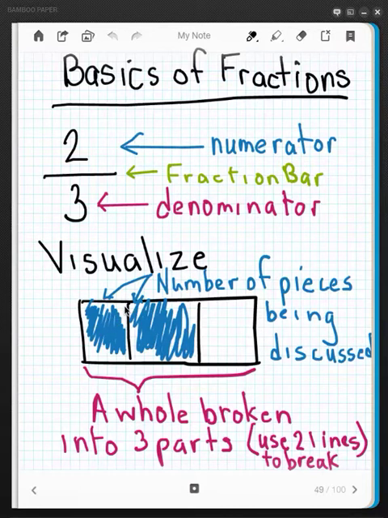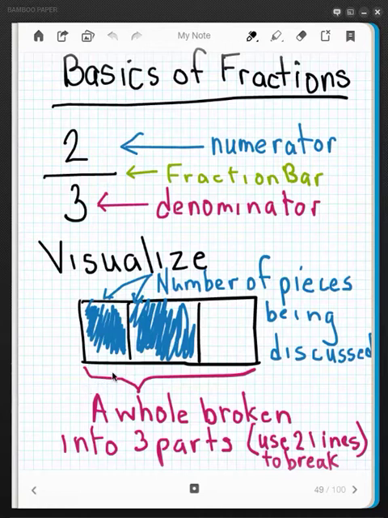Visualizing a fraction, what we're going to look at is a whole piece broken into the number of parts in the denominator. And in the numerator, we're talking about the number of pieces we're discussing, and we're going to color those in if we're going to represent them in a picture.